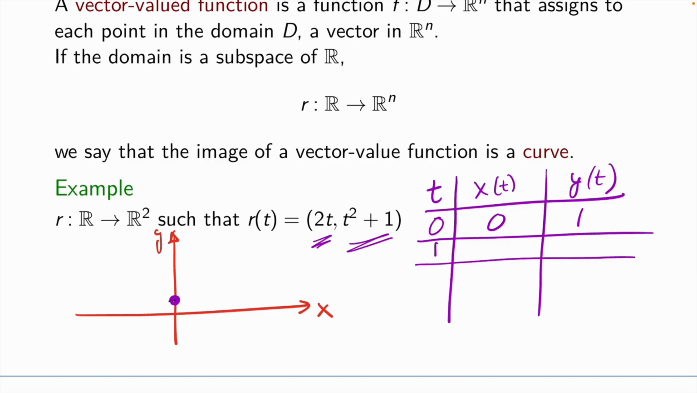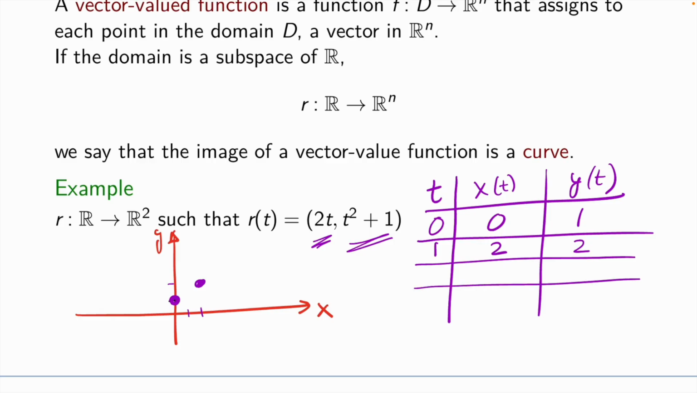Let's assign the value 1. Let's substitute in the first component: 2 times 1 is 2. Let's substitute in the second component: 1 squared is 1 plus 1, 2. So we have the point 2, 2. This is the point that we are going to mark here. So this will be 1, 2. The point 2, 2 will be a point like this. That will be the second point of our curve.